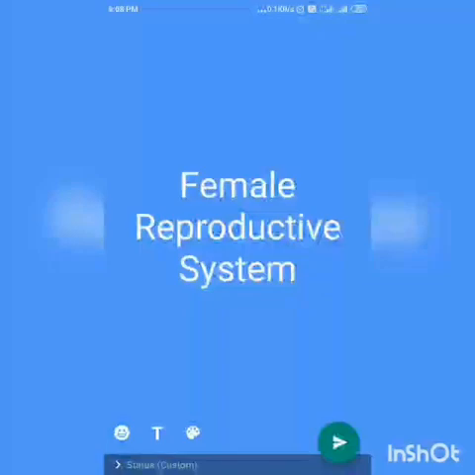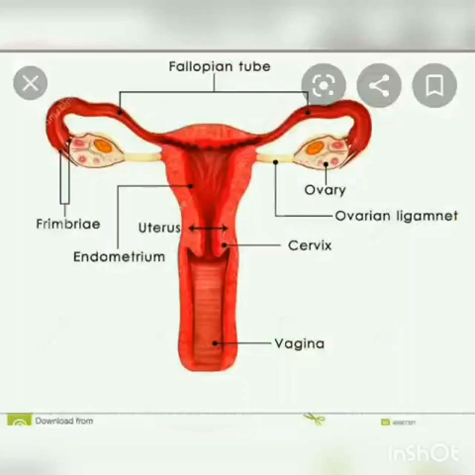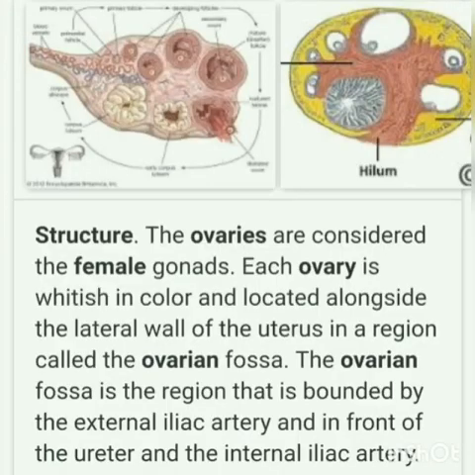Next, we look into the female reproductive system, which is far more complex than the male reproductive system. The female reproductive system consists of a pair of ovaries along with a pair of oviducts, uterus, cervix, vagina, and the external genitalia. Ovaries are the primary female organs that produce the female gamete, the ovum.